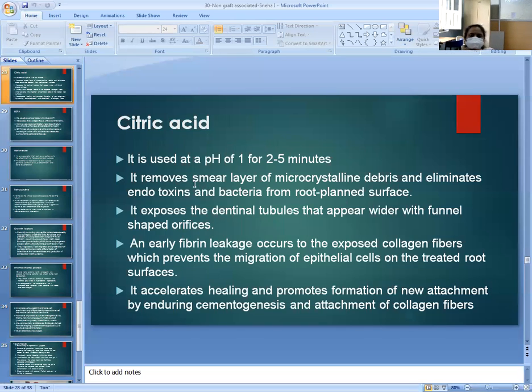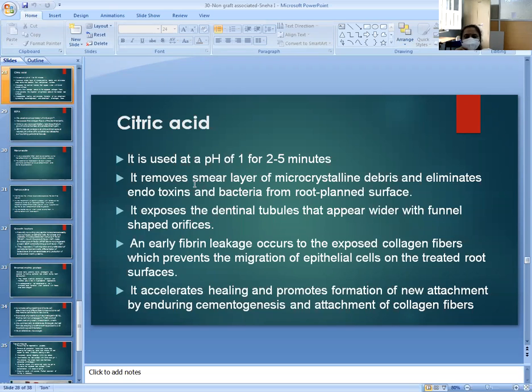Citric acid has a pH of 1, and it should be applied for 2 to 5 minutes. It removes the smear layer of microcrystalline debris and eliminates endotoxins and bacteria inside the root surface. It exposes the dentinal tubules, which appear wider with funnel-shaped orifices.